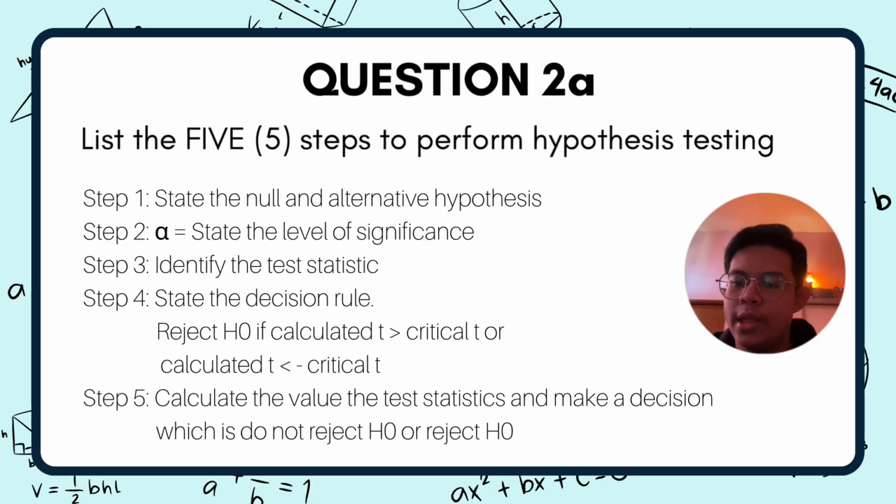Question number 2a. List the 5 steps to perform hypothesis testing. Step 1. State the null and alternative hypothesis. Step 2. State the level of significance, which is alpha. Step 3. Identify the test statistic, either Z or T distribution. Step 4. State the decision rule. Reject H0 if calculated T is more than critical T or calculated T is less than negative critical T. Step 5. Calculate the value of the test statistic and make a decision, which is do not reject H0 or reject H0.